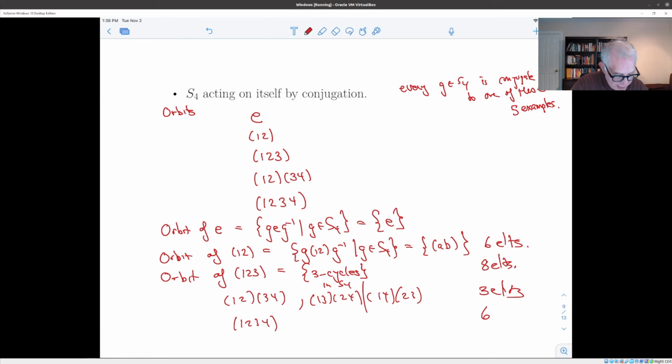And if I've done this right, we have 6 and 3 is 9, 9 and 8 is 17, and 6 is 23, and 1 is 24. So the orbits of the action of S4 on itself by conjugation are the conjugacy classes.